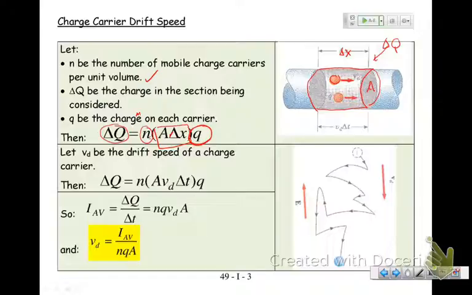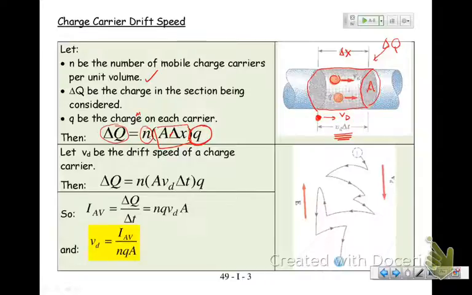And then we say, well, that's interesting. I can imagine an average velocity of my charge carriers. I'm going to call that my drift velocity. And I can represent this distance by saying it's velocity multiplied by time. That makes sense. Remember from your kinematics, distance traveled equals velocity multiplied by time.